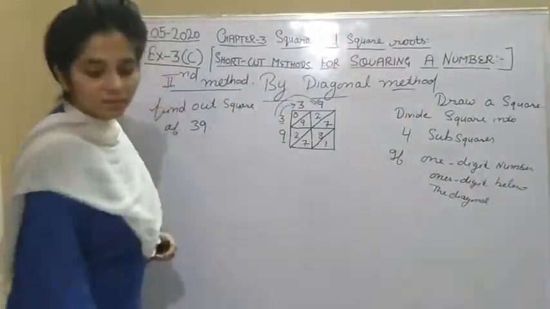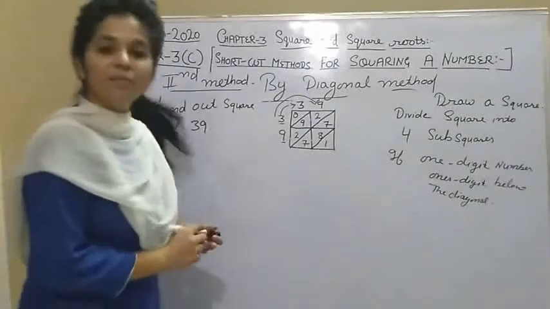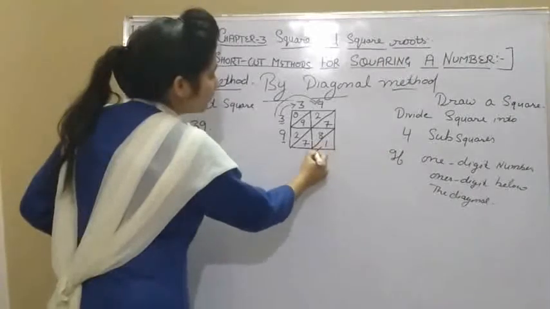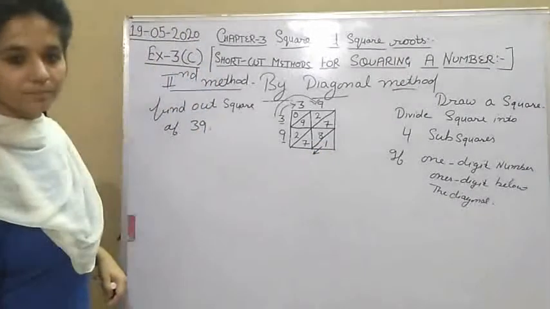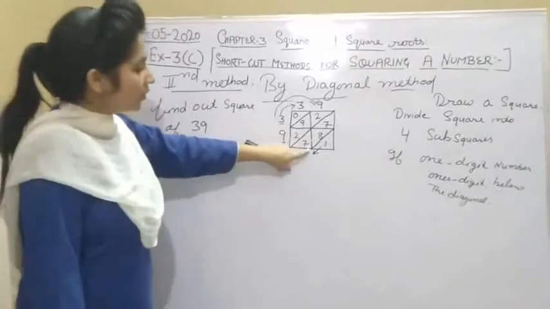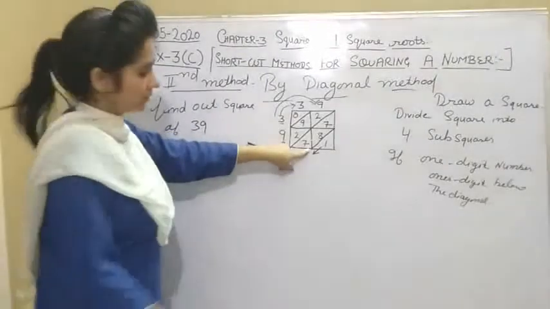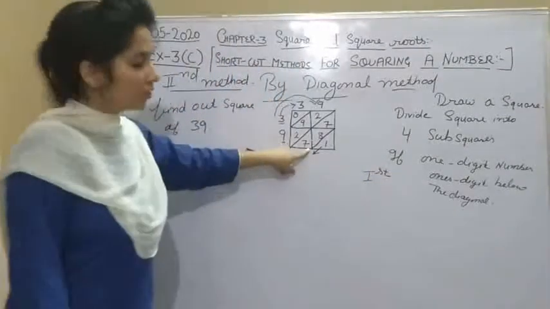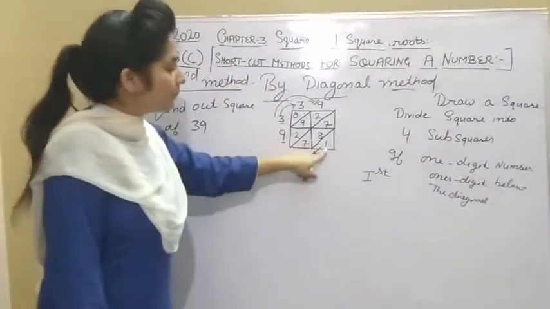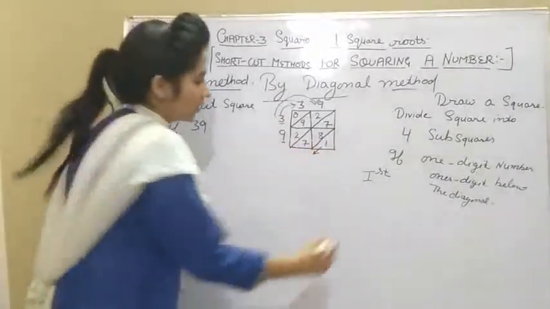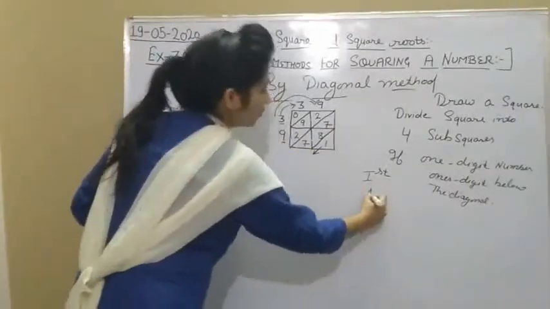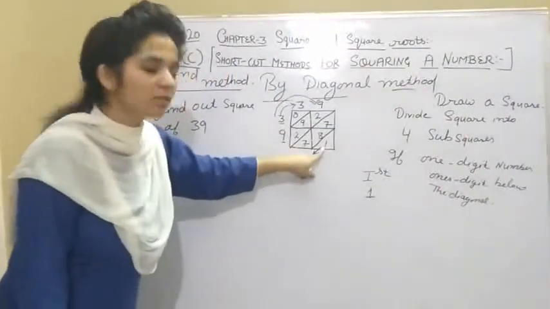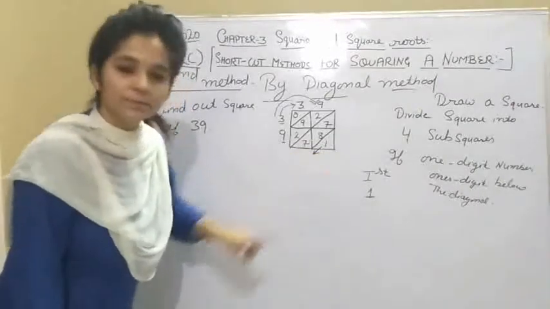After that, we will start from below of the diagonal. Your first diagonal, the below digit is 1. You will write 1 at the place of below the diagonal.